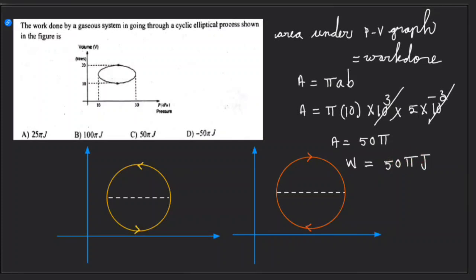Now there is a question whether it is plus 50 pi or minus 50 pi, right?